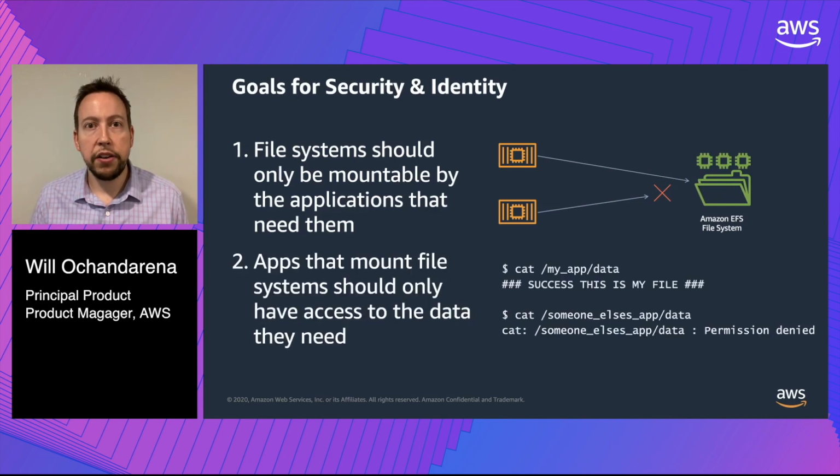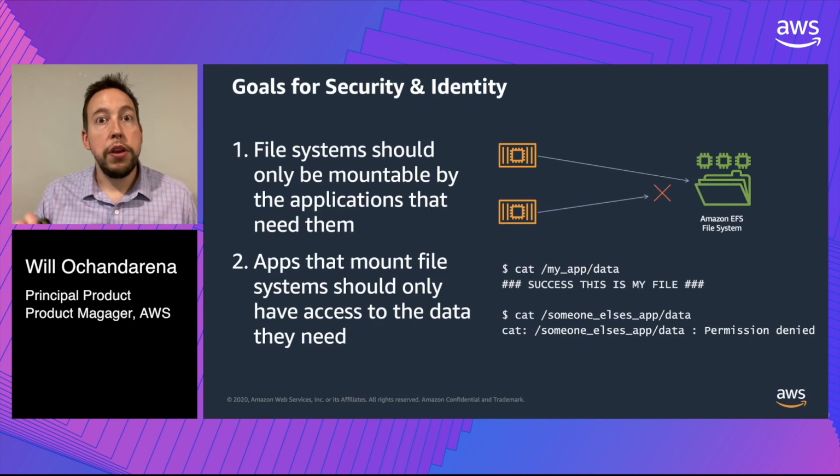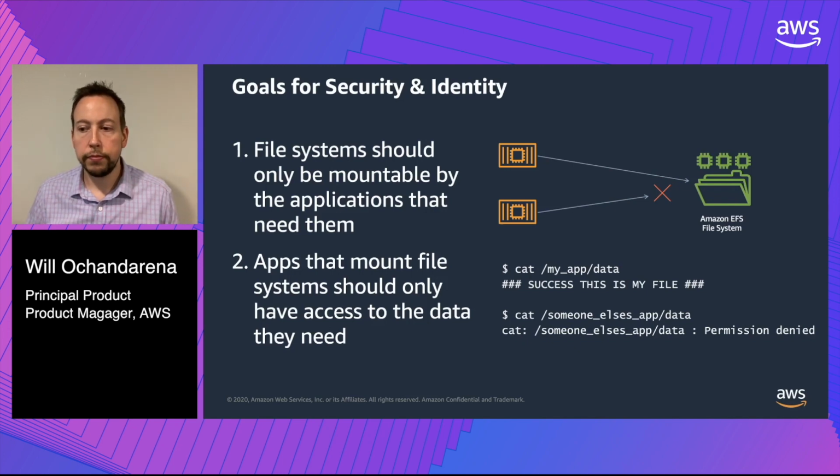Next, once a container gets access to the file system, it should only have access to the data that it needs. So we see here that this container mounted the file system, catted a file that belongs to it, and got a success, this is my file. The cat operation succeeded, while it tried to cat a file that belonged to another application and got a permission denied error. So now I'm going to walk through how you can actually achieve this using EFS.